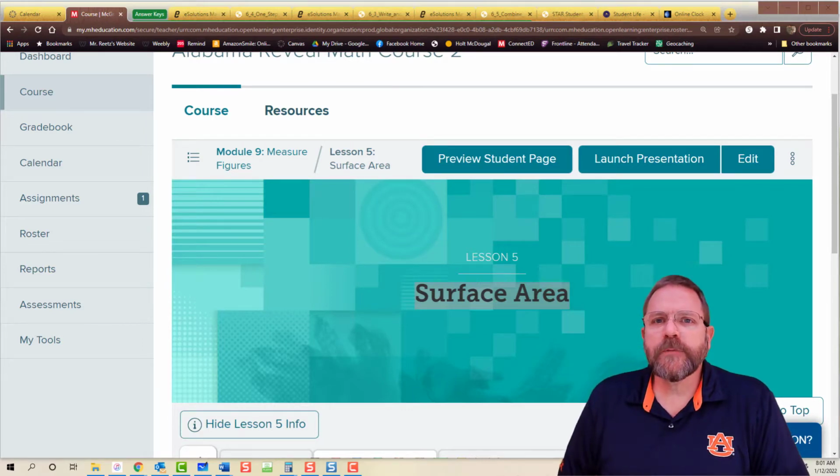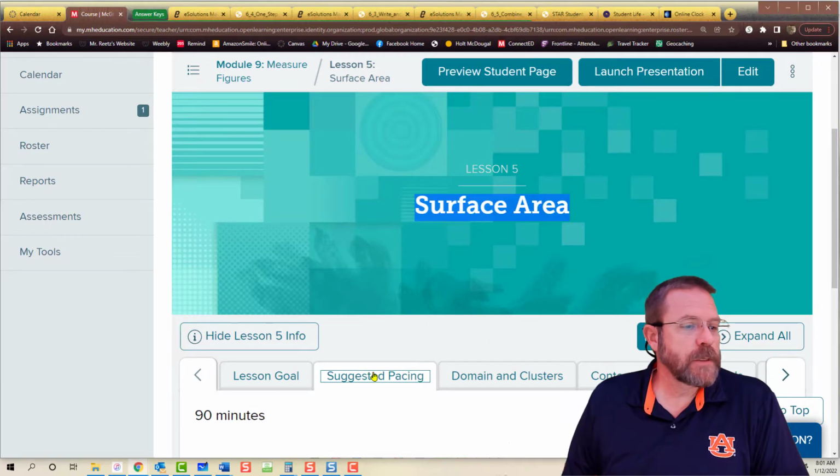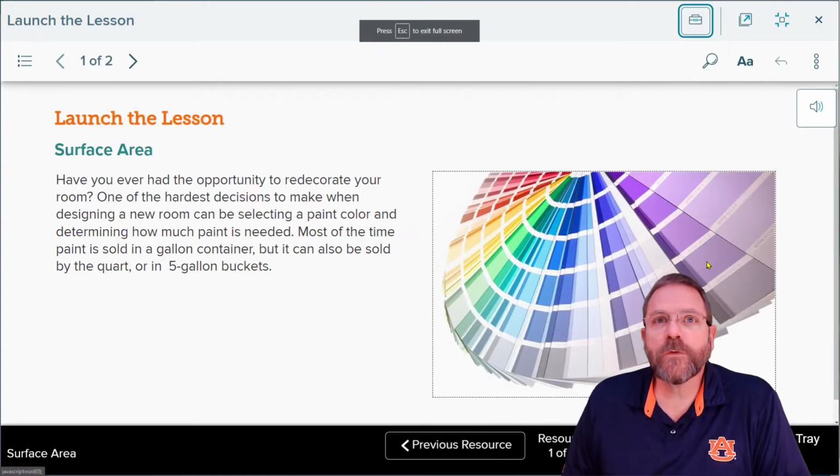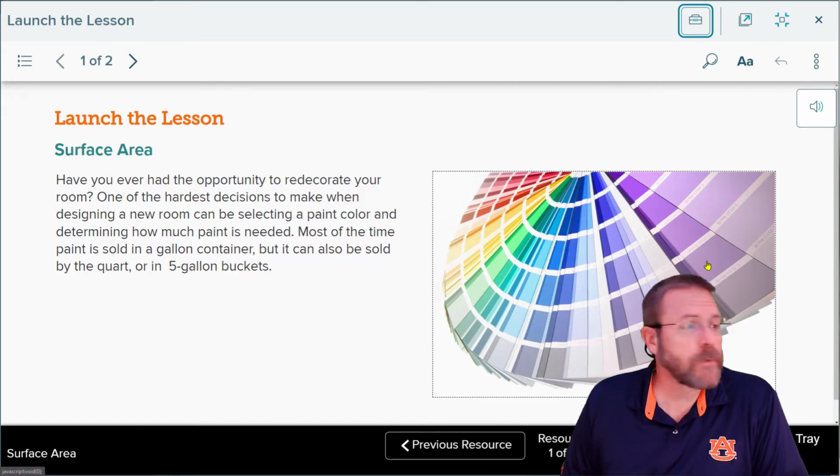Module 9, Lesson 5 covers the surface area of a three-dimensional figure. Our pacing guide says it's going to be a 90-minute lesson. There's only 13 resources in it, but I think these resources may take us a little time to get through because we're going to have to find the area of a lot of different pieces and parts in our polyhedrons.